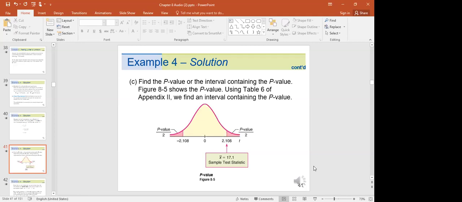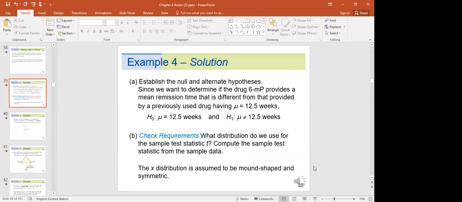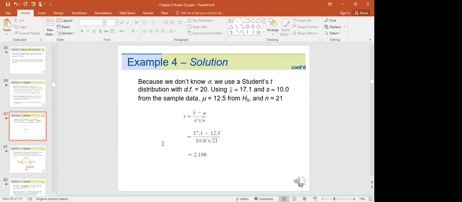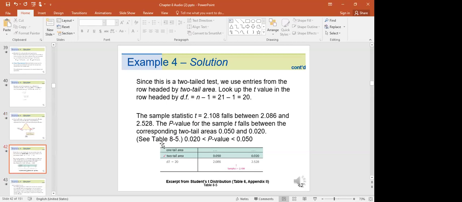I have 17.0952381. I mean the p. Oh, my bad. Sorry. 0.048. So we are just going to compare this to alpha. Remember the alpha was 0.1. We were told to use alpha equal to 0.1. I'm sorry, 0.01. Alpha is 0.01. So we will compare this to alpha.